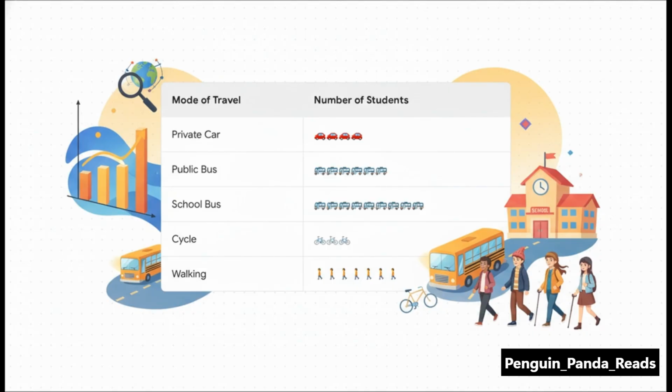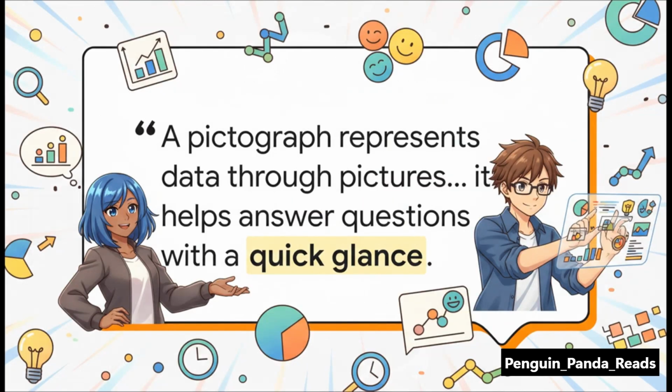Without even trying to read a single number, you can immediately see that the school bus is the most popular way to go. Why? Well, because your brain can process the length of that line of bus symbols way faster than it can process the actual number. It's just how we're wired. And that really gets to the core of what makes a pictograph so great. It's all about answering questions with just a quick glance.